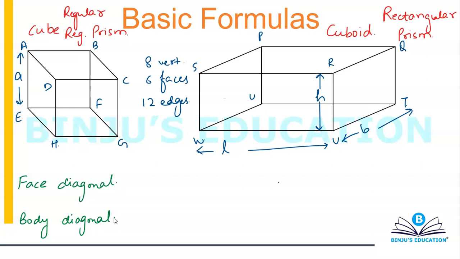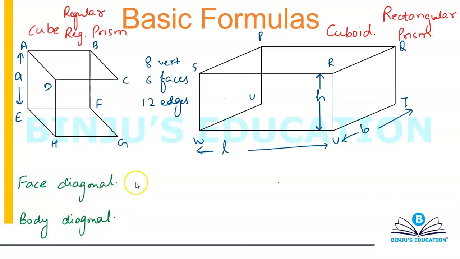So let's start with the cube first of all. This cube is basically made up of 6 faces, right? So pick any of the 6 faces. I'm going to pick ABCD. Now if I talk about the diagonal of this ABCD, first of all ABCD is a square, right? AB is a, BC is also a. So it's a square. Now if I want to have a diagonal, I need to connect A with C or B with D. Whenever you talk about a face diagonal, it's basically the diagonal of one of the faces.